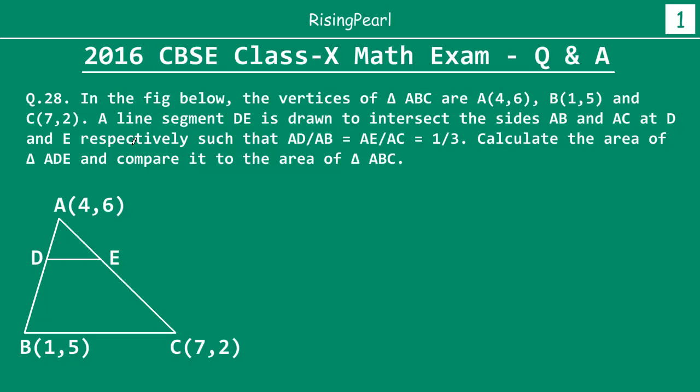The line DE is drawn in such a way that AD by AB, that is AD divided by the entire length AB, is equal to AE by AC, the small length AE divided by the entire length AC, and that ratio is equal to 1 by 3. That is what is given. Calculate the area of the triangle ADE. We have to find the area of the smaller triangle ADE and compare it to the area of the bigger triangle ABC, the entire triangle ABC.